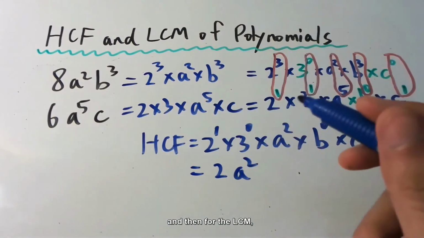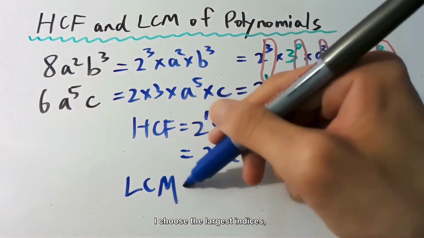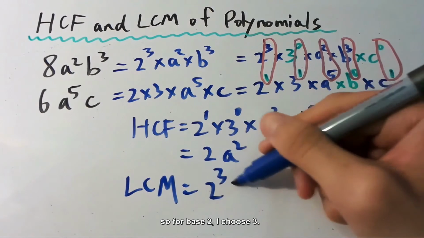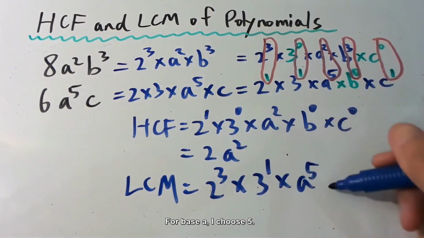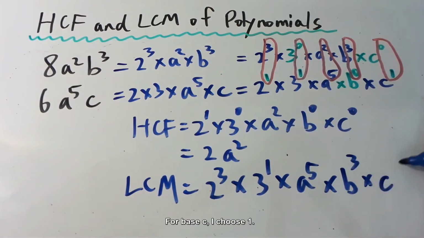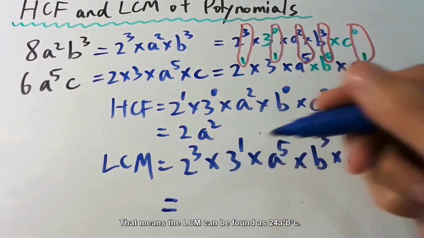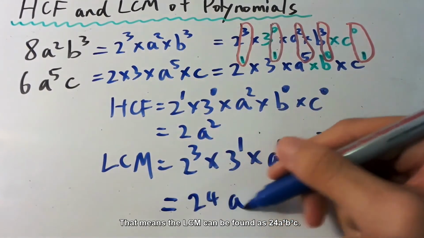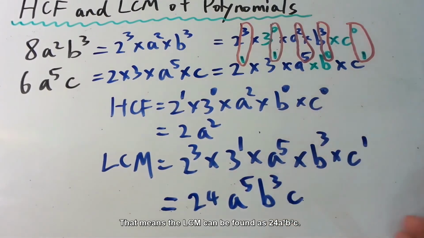And then for the LCM, I choose the largest indices. So for base 2, I choose 3. For base 3, I choose 1. For base A, I choose 5. For base B, I choose 3. For base C, I choose 1. So that means the LCM can be found as 24a to the power 5, b to the power 3 times c.